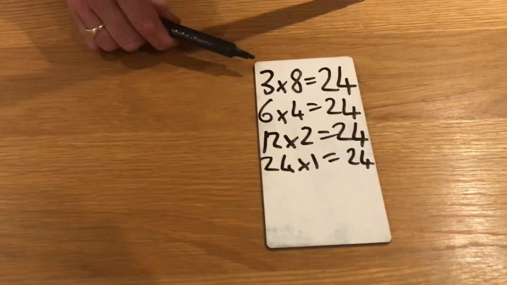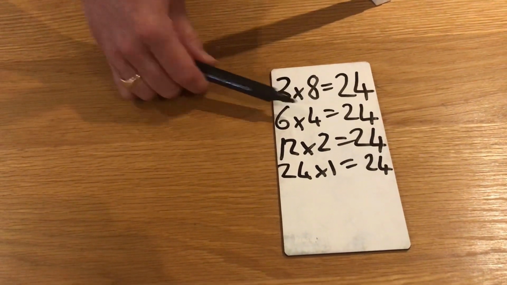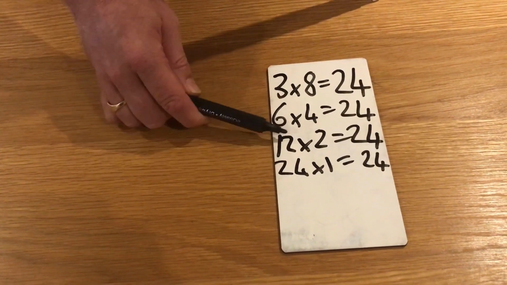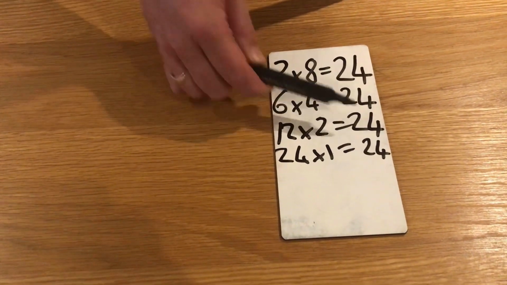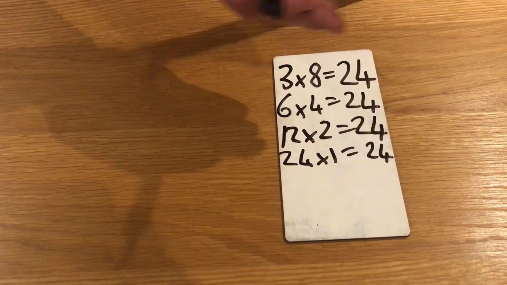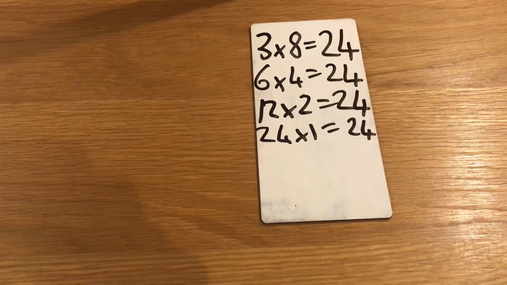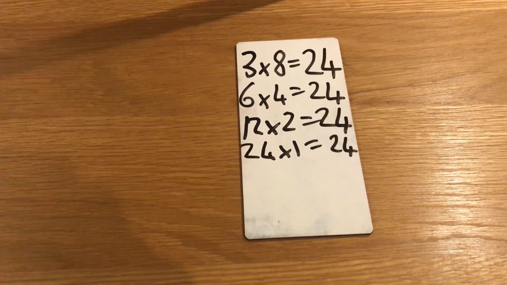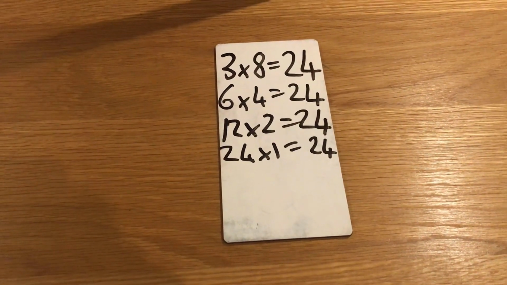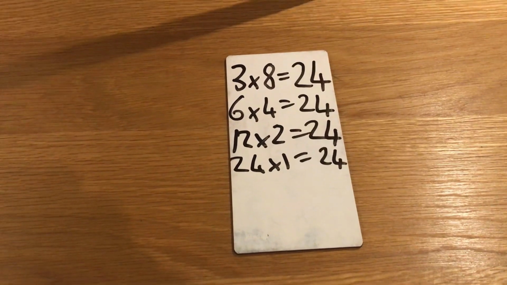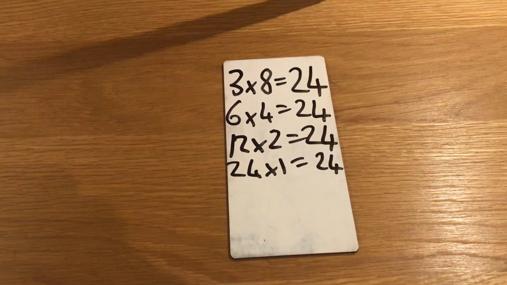All we've done is we've doubled one number, halved the other, the product stays the same. So they're all 24. We basically manipulated the calculation so that you can see it in different ways. What we're going to do now is we're going to go back to the board and let's see if we can apply that strategy in the abstract with bigger numbers.